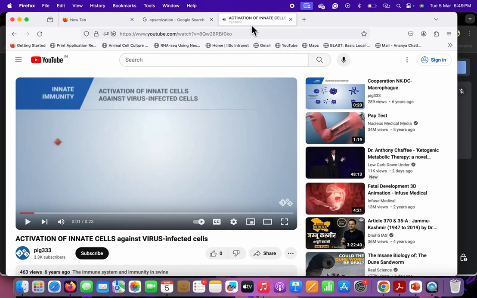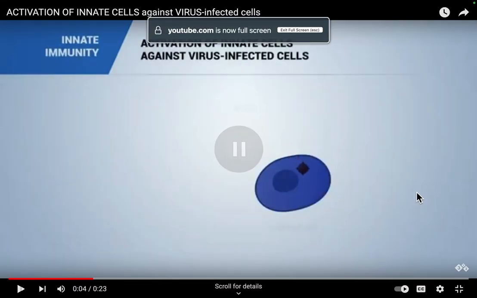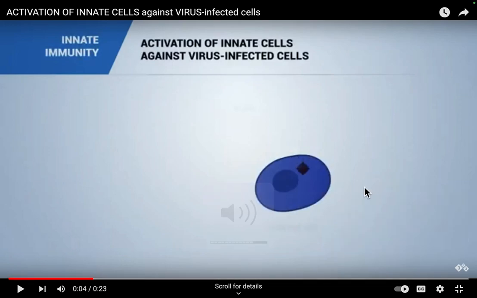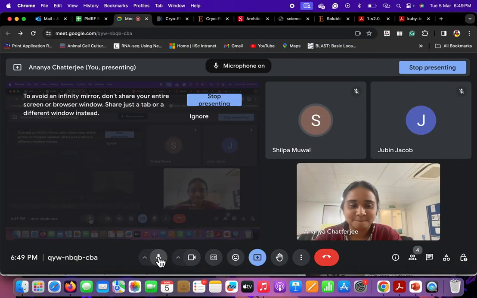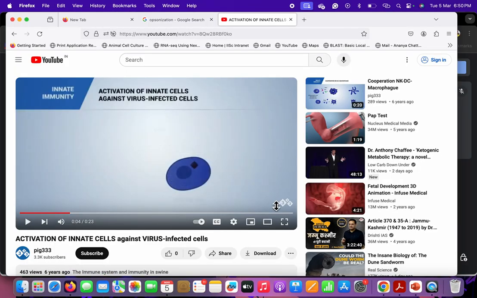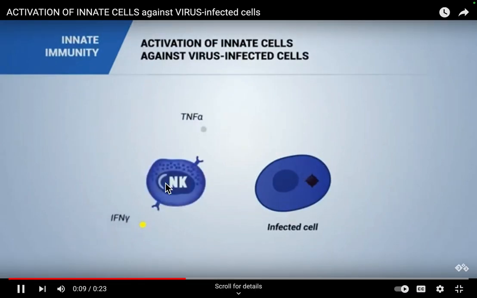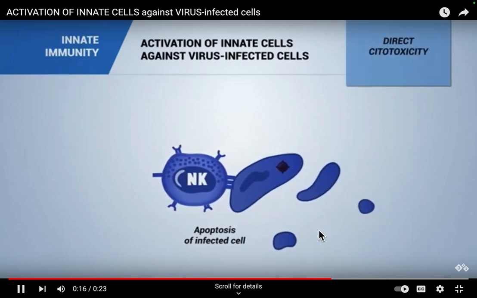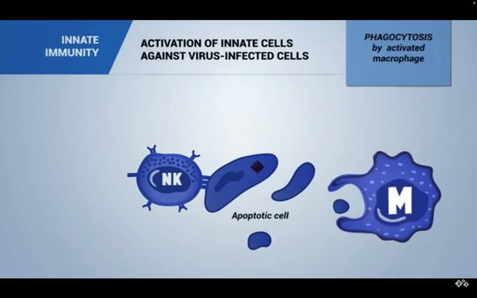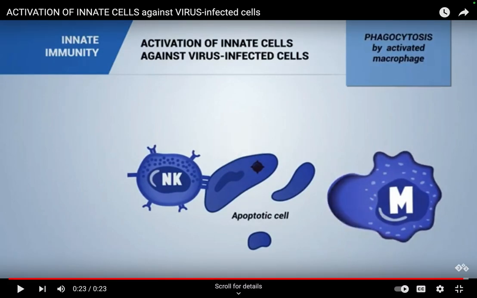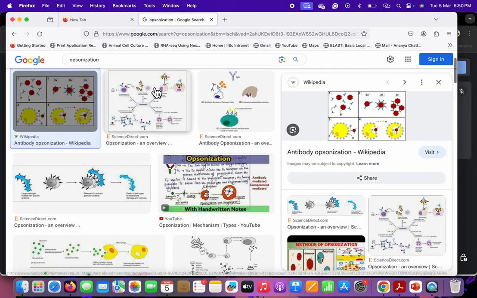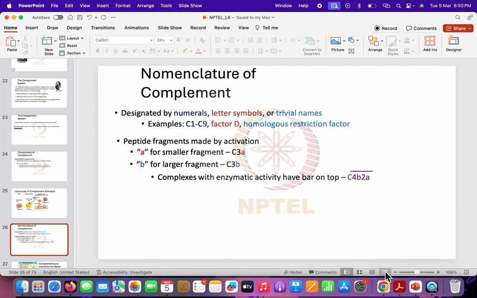Activation of innate cells. You can see this video if it is running. It's showing activation of innate cells against virus infected cells. Sorry, another video got played on its own. So this is an infected cell and this is a natural killer cell, or NK cell. Yeah, it's nice quick videos.